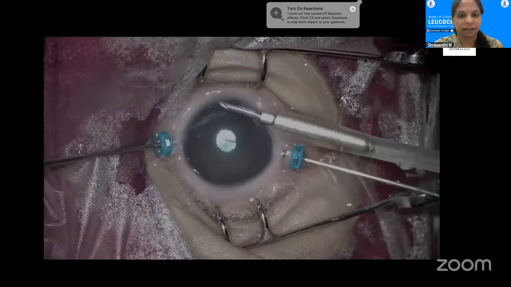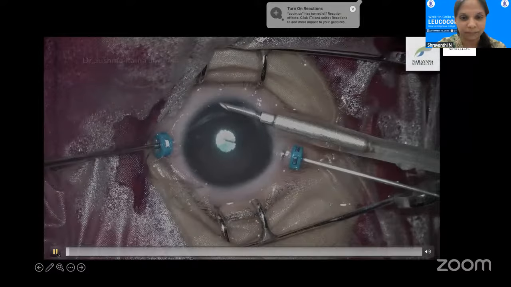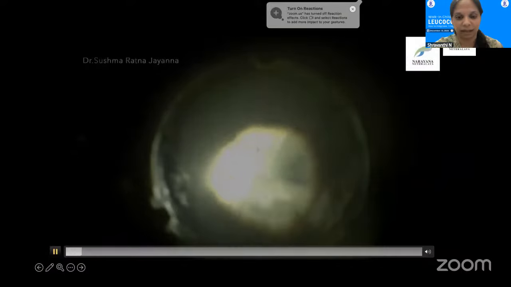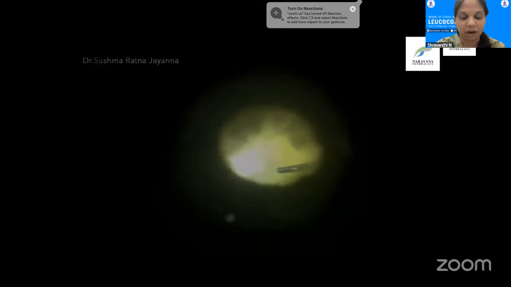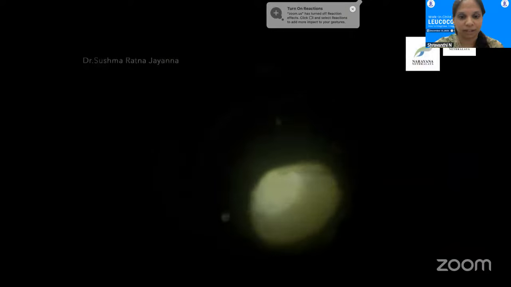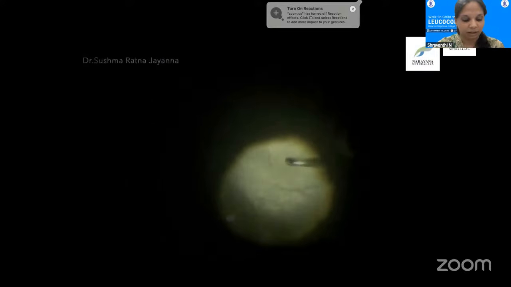So we went ahead with the surgery where AC maintainer was placed, and then vitrectomy was carried out. You can see there were extensive exudates in the cavity. On clearing up these vitreous exudates, we could see the underlying retina was very pale, sick looking, washed out retina.